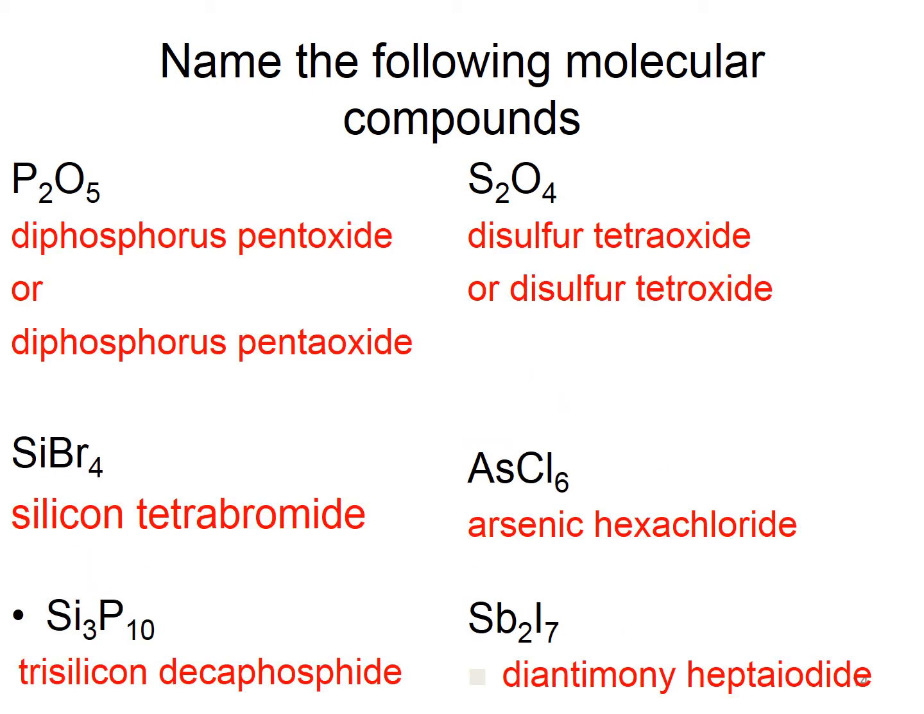These, for the most part, are pretty straightforward. P2O5 is diphosphorus pentaoxide. A lot of times we get rid of the a just to make it easier to say, so we don't have two vowel sounds back to back. So diphosphorus pentoxide. Silicon tetrabromide, trisilicon decaphosphide. S2O4 is disulfur tetroxide. Arsenic hexachloride, and diantimony heptaiodide.